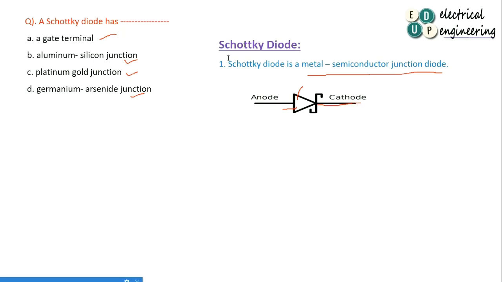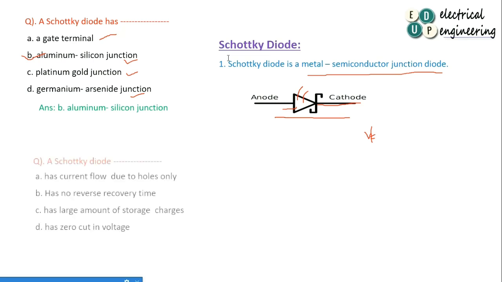Here hole carriers are not there because metal is used. The metals are aluminum and platinum. It is the symbol of the Schottky diode. It also has low voltage and low power. It has fast switching rate and less forward voltage. So it is known as the aluminum silicon junction. Here the question answer is option B, and it is used in digital computers.